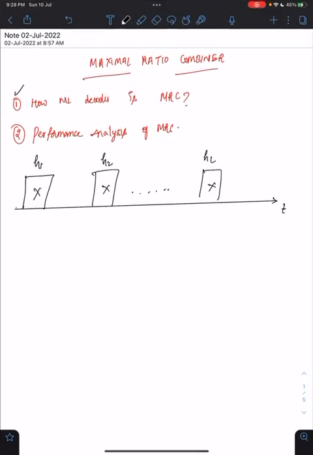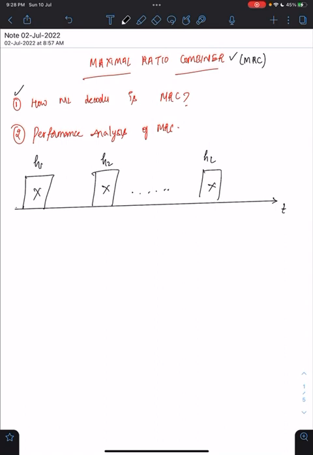Hello guys, in this video we're going to discuss the maximal ratio combiner, a very important topic in wireless communication. I'm going to show why we opt for MRC, maximal ratio combiner, and how the ML decoder is MRC, since maximum likelihood decoding is the best decoding we can do at any point of time. So we have to prove that the maximum likelihood decoder is basically MRC, and analyze the performance of MRC. These two things I'll have to prove.